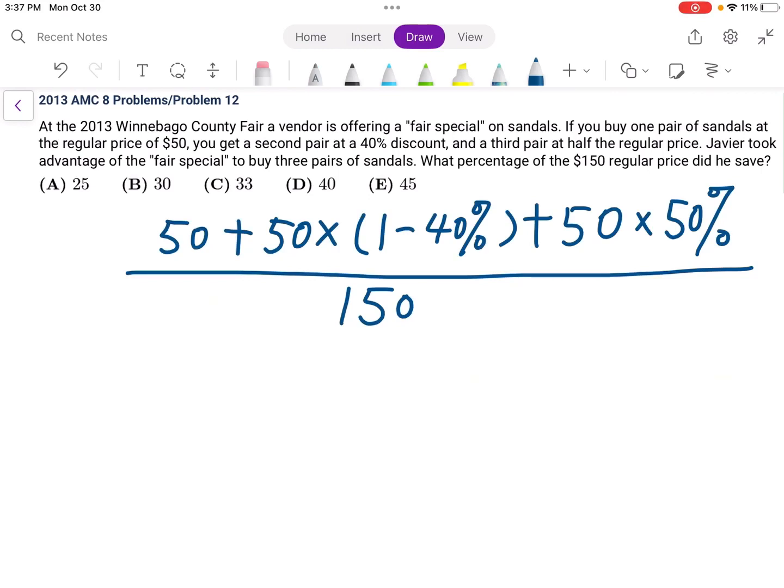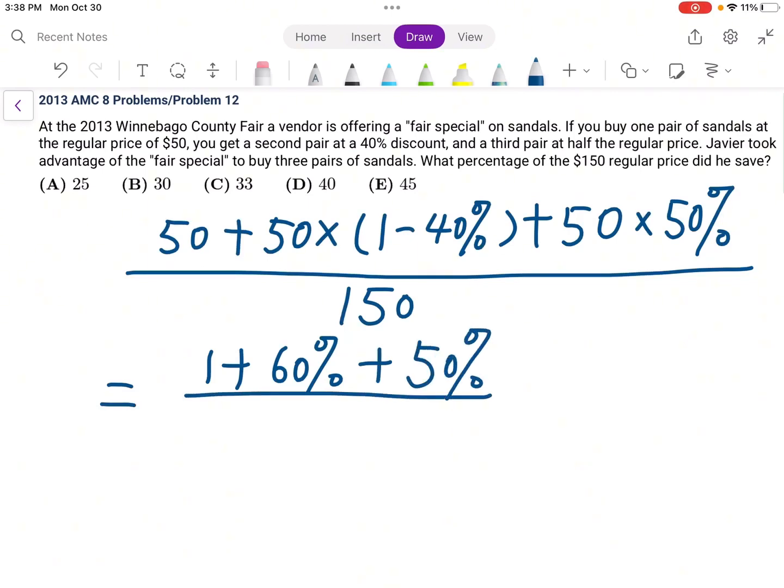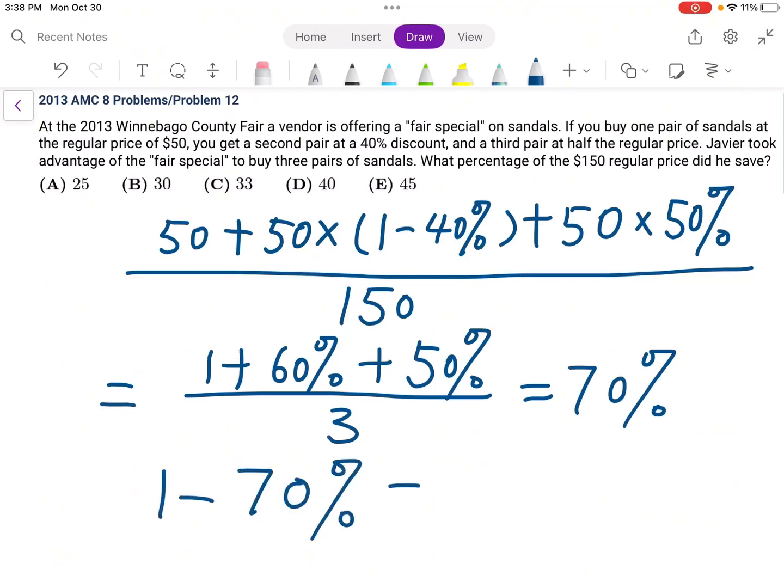We cancel the 50 in the denominator and numerator, and that gives us 1 plus 60% plus 50%, divided by 3, and we simplify that, which gives us 70%. That's the total amount of money he spent. So what he saved is 1 subtract 70%, which equals 30%. The answer is B.